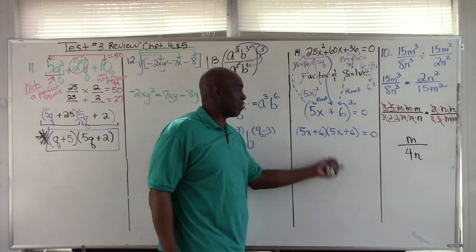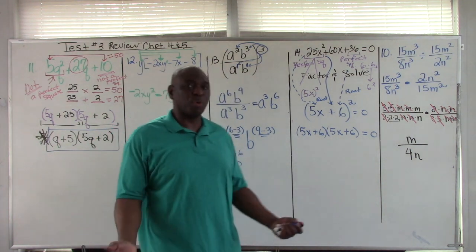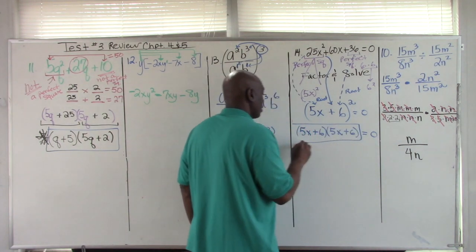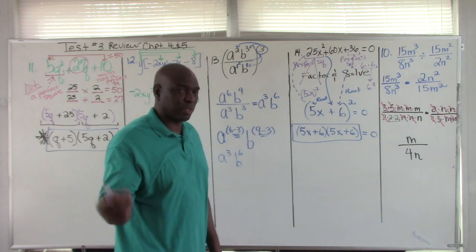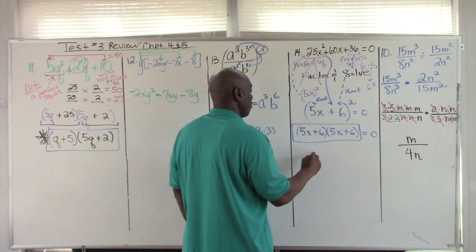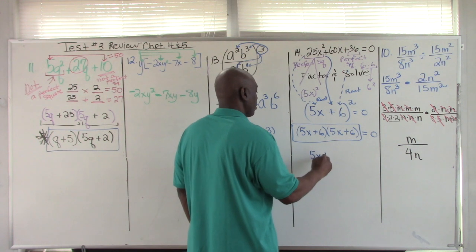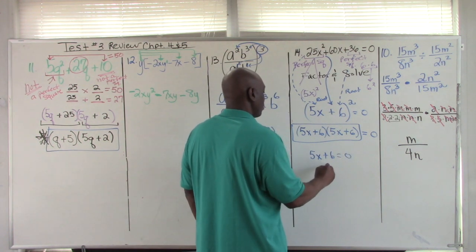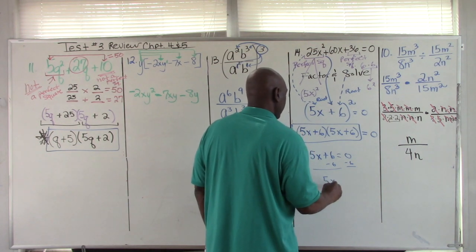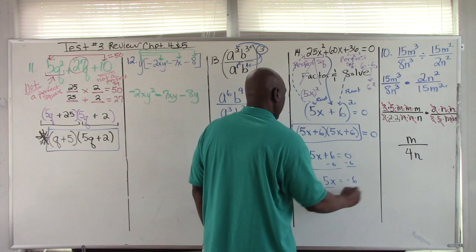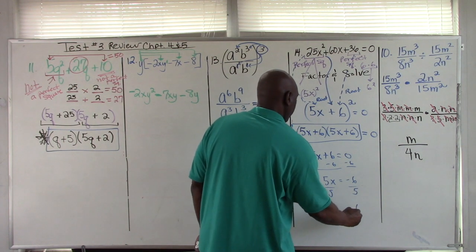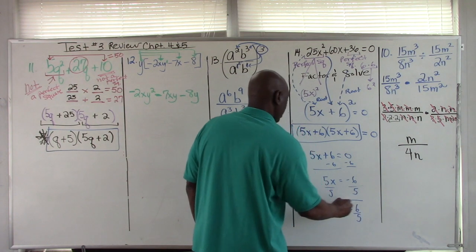And so now let's solve each of these. Well, you don't have to solve both of them, just solve one. So here's the factors right here. It's factored. Now you got to solve it. Just solve one of them, because you'll get the same answer twice. So when we solve it, it's going to be 5x plus 6 equals 0. Subtract 6 from both sides. So 5x equals negative 6. Divide both sides by 5. So x equals negative 6 over 5. There you go.